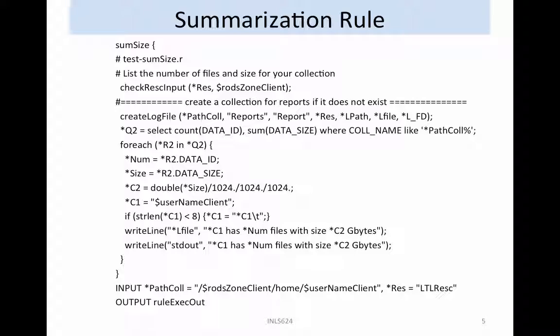For the test-sumsize rule, it creates a log file. It makes a query to count the number of files and sum the data size for all sub-collections within the specified collection name. It loops over the results to extract the number of files and the data size sum. It converts the data size into gigabytes. It pretty prints the output in order to make certain that columns line up, and then iterates over each of the sub-collections.